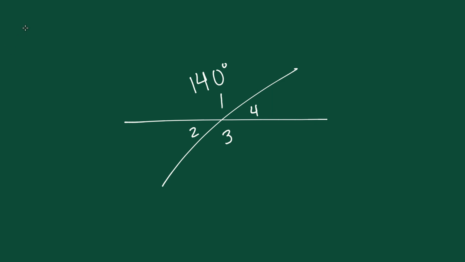Well, to start with, let's try angle 3. Angle 1 and angle 3 are vertical angles, and vertical angles are what's called congruent. Congruent means equal in measure. The symbol for congruent in geometry is an equal sign with a little squiggly above it. So vertical angles are congruent. So if we know angle 1 is 140 degrees, angle 3 is also going to be 140 degrees.